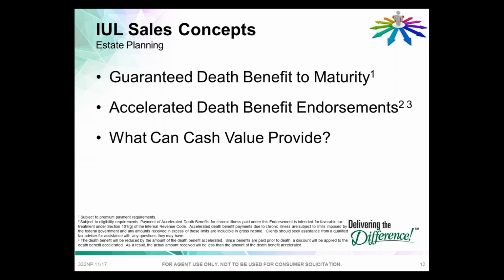Another indexed universal life concept is estate planning. And one of the things we typically see in estate planning is some sort of guaranteed death benefit. And we do have an indexed universal life policy, our guarantee builder, that does have a guaranteed death benefit. So you can guarantee the death benefit to age 90, 95, up to 120 death benefit guarantee.